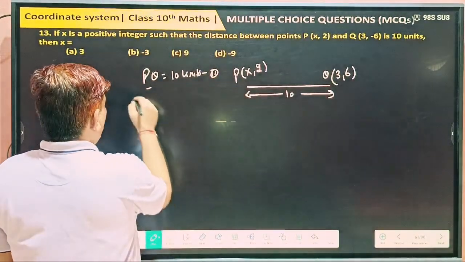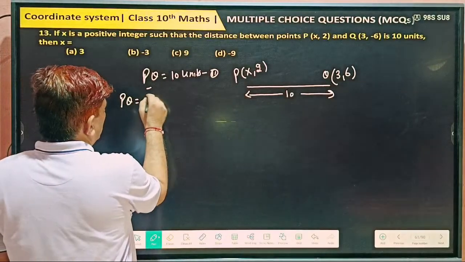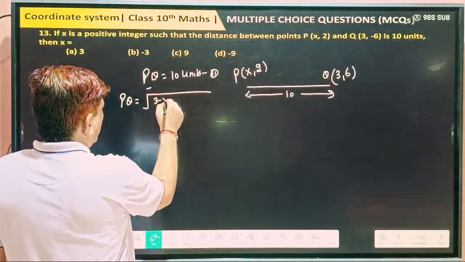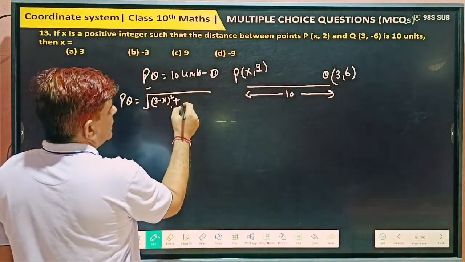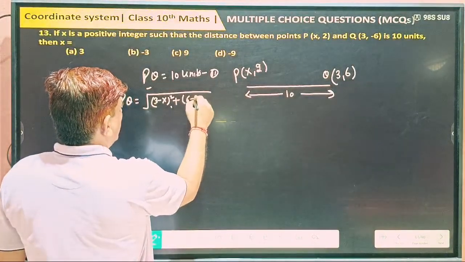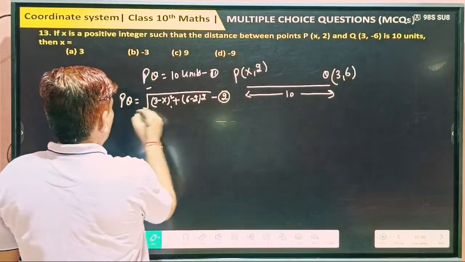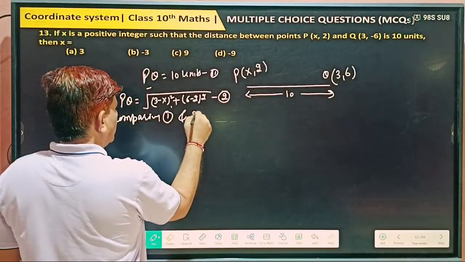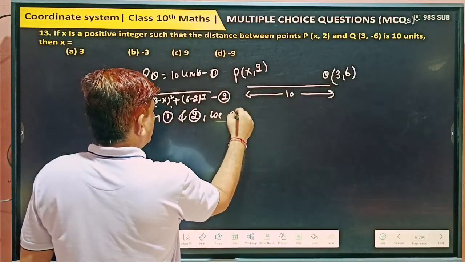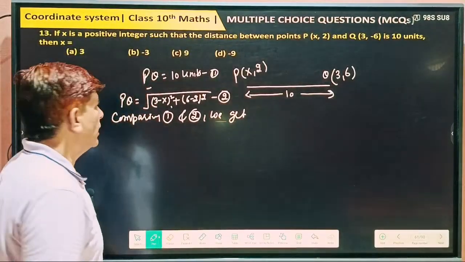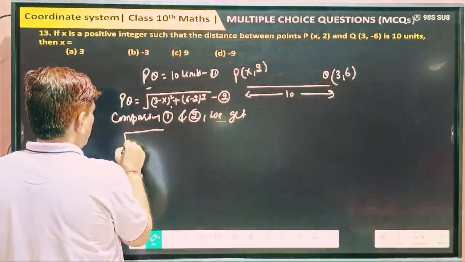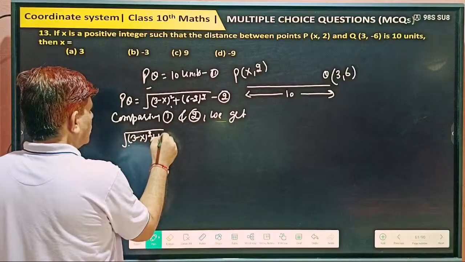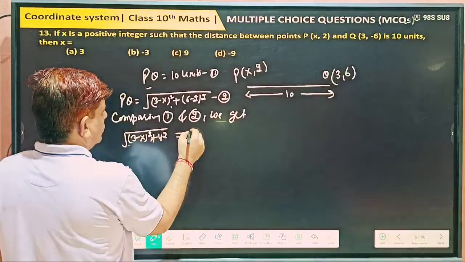What's it saying? 1 we can find out by using the distance formula, which is equal to the under root 3 minus x whole square plus 6 minus 2 whole square. This is 2. Comparing first and second, what do we get? Left hand sides are equal, so right hand sides are also equal. So under the root 3 minus x whole square plus 4 square is equal to 10.